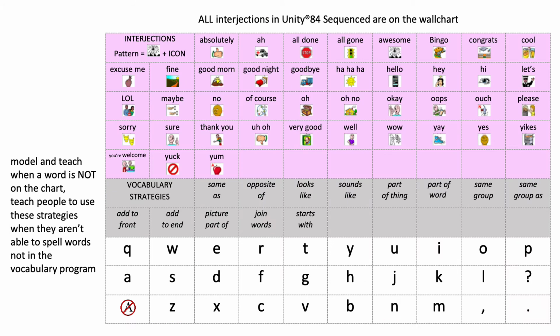Page 10 ends the second middle column in the wall chart. It leads off with all the interjections in the Unity 84 sequence program. Next, you'll see vocabulary strategies.